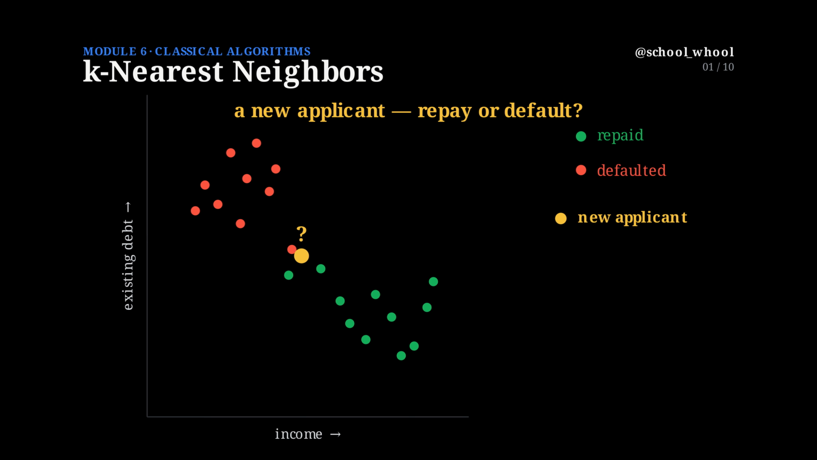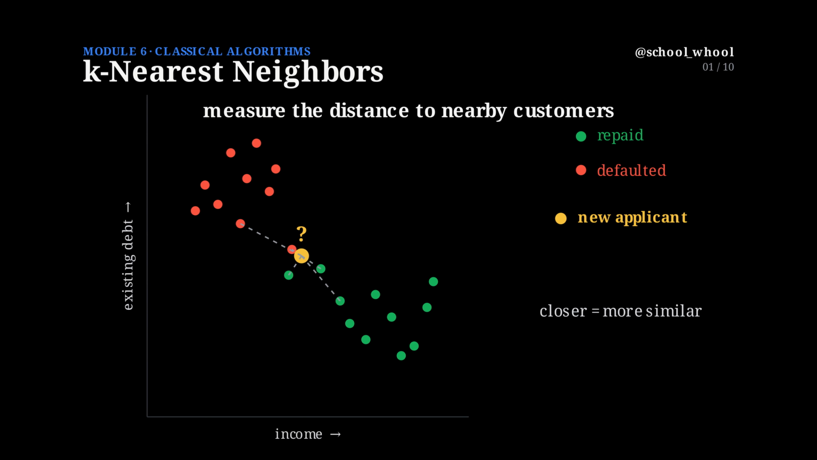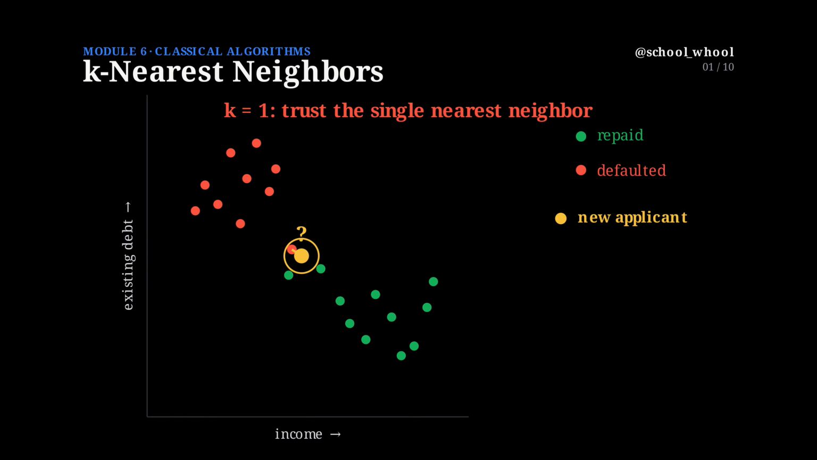K-nearest neighbors answers this by looking at who they sit near. First, we measure how far the new applicant is from the customers around them. Closer means more similar, a similar income, and a similar level of debt. These distances are the only thing the algorithm really cares about. The simplest version just finds the single closest neighbor. That's what the K stands for.